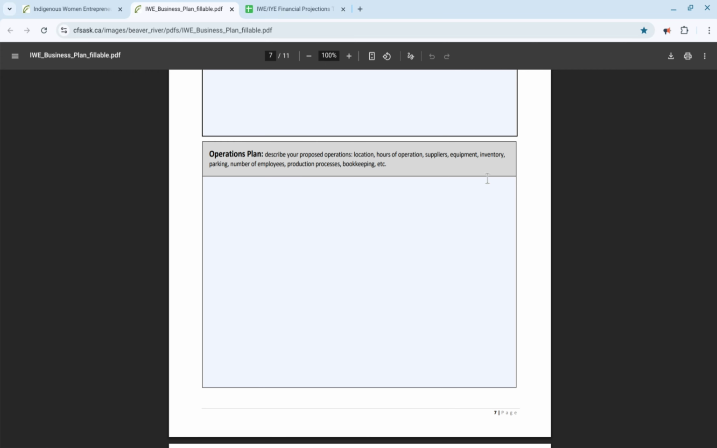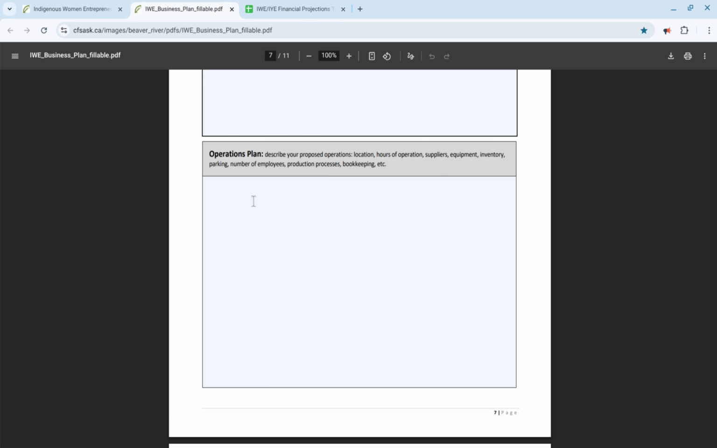And then next is inventory. So not all businesses have inventory. For that example of like a massage therapist or a web designer, there's not really going to be much for inventory. Whereas if you have a cafe or like a clothing store, just briefly describe what type of inventory you're planning on carrying. Next thing is parking.